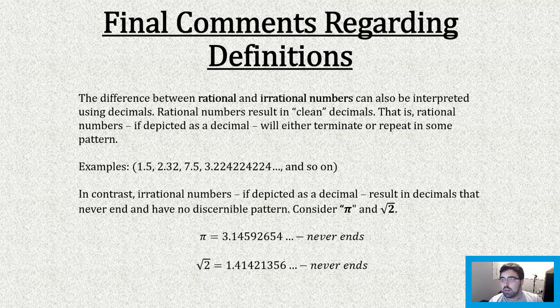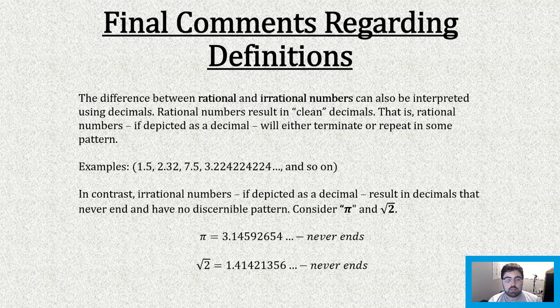All right, moving on. Final comments regarding definitions. There is a difference between rational and irrational numbers that can be interpreted when you're thinking of decimals. Rational numbers, remember, are the numbers that we can write as a ratio of two integers. So we can write it as a fraction with an integer on top and an integer on bottom.